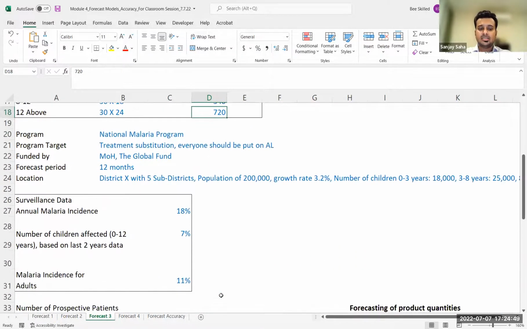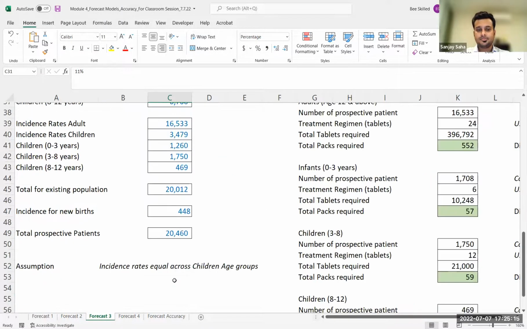Now, the surveillance data says that on an annual basis, 18% of people in District X contract malaria. For children, it's about 7%. So 7% of children across all age groups, 0 to 12, contract malaria, and 18% of adults, 12 years and above, contract malaria.